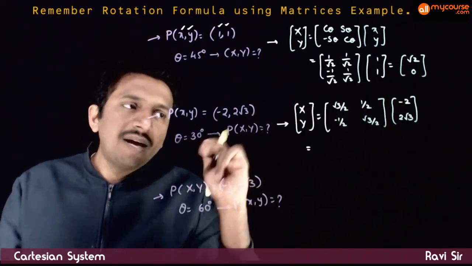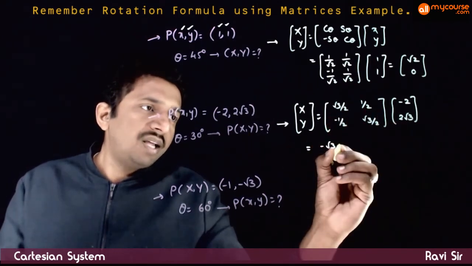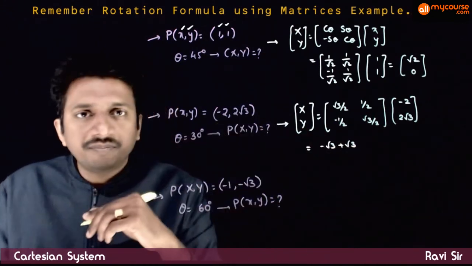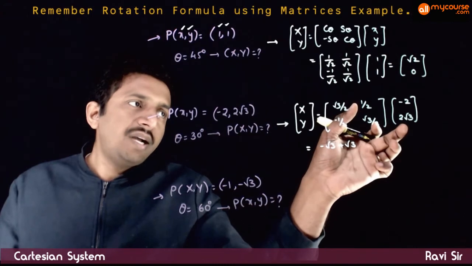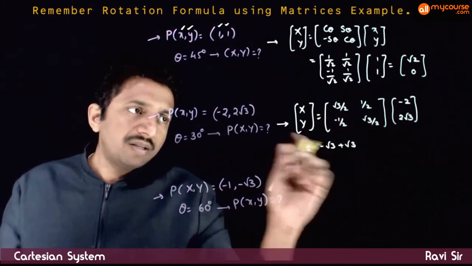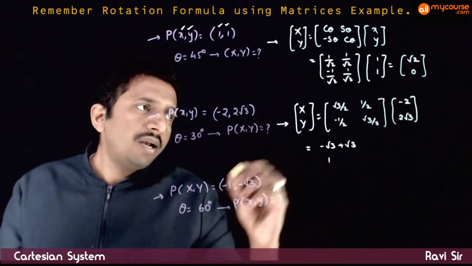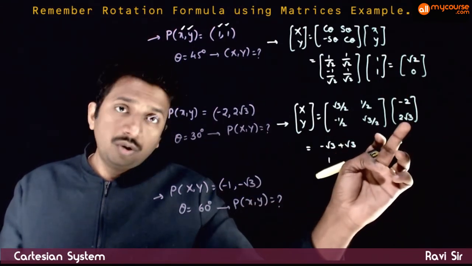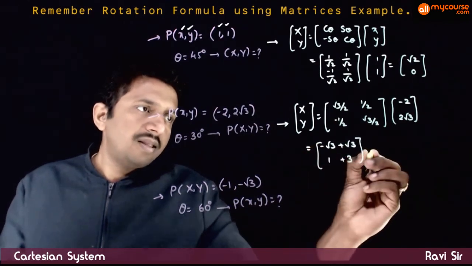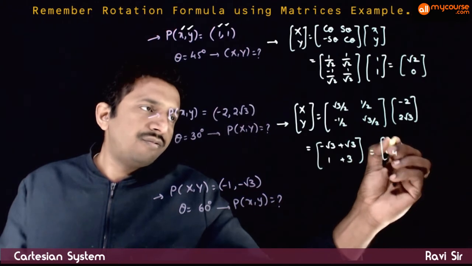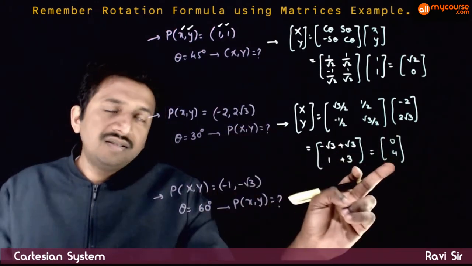So root 3 by 2 into minus 2 is minus root 3, 1 by 2 into 2 root 3 is plus root 3. And the second y coordinate is minus half into minus 2 is 1. Root 3 by 2 into 2 root 3 is 3. That is equal to 0, 4. So the new coordinates of this point are 0, 4.